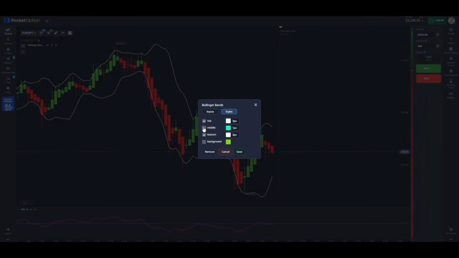Next, go to the system tab, and here we adjust the visual appearance of the indicator. I remove the middle line and also the background. The upper and lower borders of the indicator are set to 3 pixel thickness and white color. Save the settings and move on to the RSI indicator.